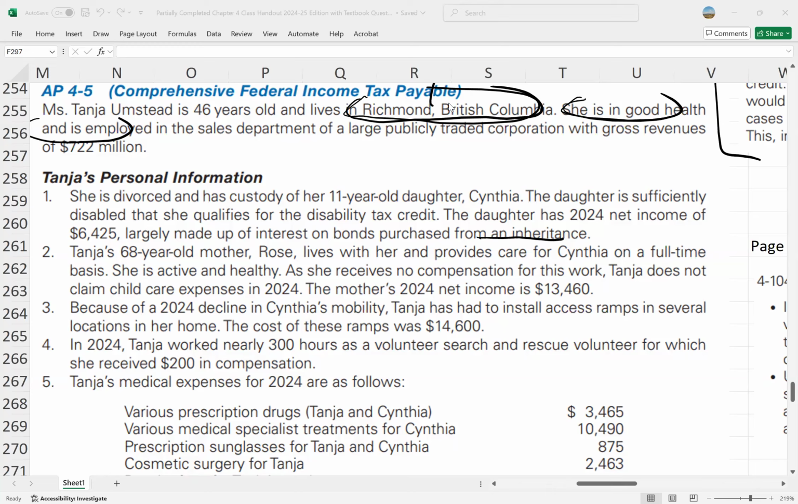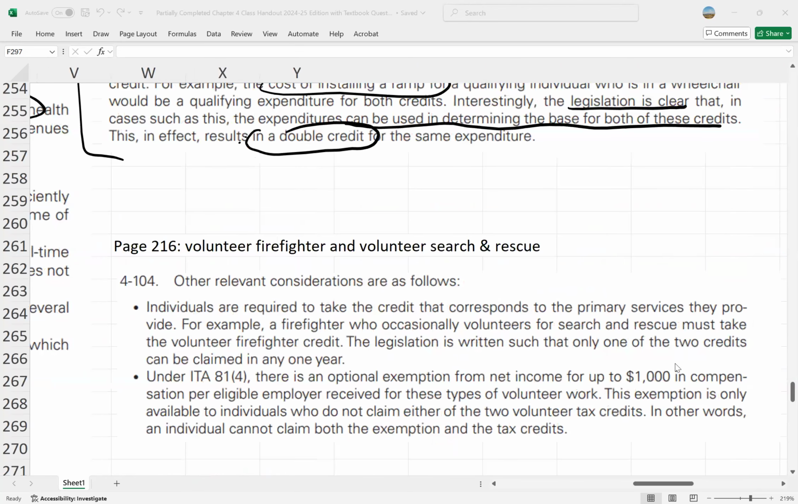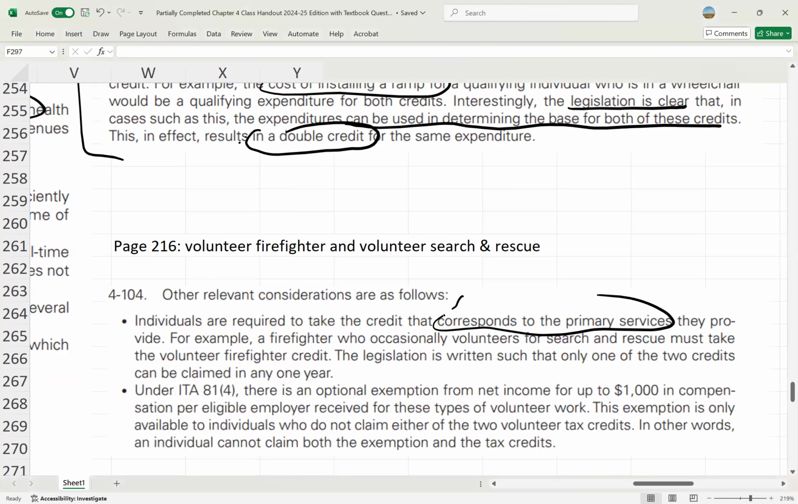Perfect, okay. So let's talk about volunteer search and rescue. So one of these tax credits that you don't see often, even if you're doing a lot of tax returns in real life. So here we go. Volunteer firefighter and volunteer search and rescue. You can only claim one. If you were providing both firefighter volunteer and you were also volunteering for search and rescue, you can only take the credit that corresponds to your primary service. So the one that you spend more time volunteering, you can't claim it twice if you were doing volunteer firefighter and search and rescue.